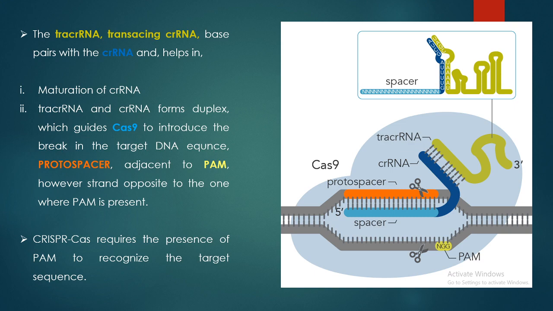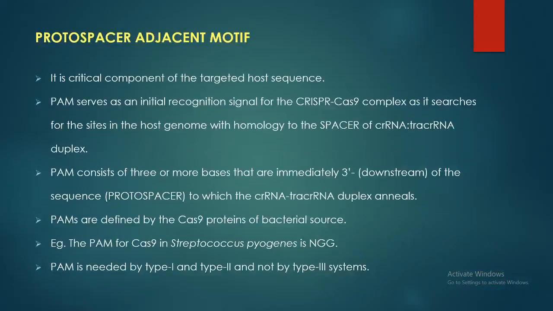CRISPR-Cas9 is a PAM-dependent system. It simply means that Cas9 scans for the presence of a PAM in a bacteriophage sequence. And this is the reason why bacteria do not cleave their own genome, though it has a spacer sequence which is equivalent to a protospacer sequence, just because bacteria lack the presence of a PAM sequence. So in the very first stage, CRISPR-Cas9 scans for the presence of PAM.